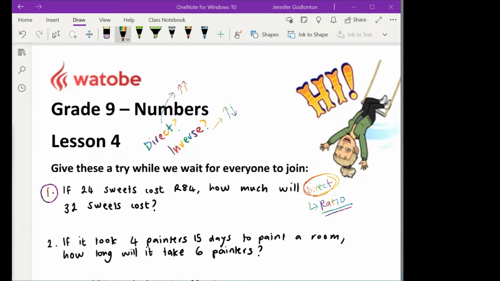So when we're working with direct proportion, we use ratio. And when we're using ratio, we can use our sneaky method that we learned with ratio. So we know that 24 sweets costs 84 Rand, and I want to know how much 32 sweets is going to cost. Who can tell me the answer? How much is 32 sweets going to cost?